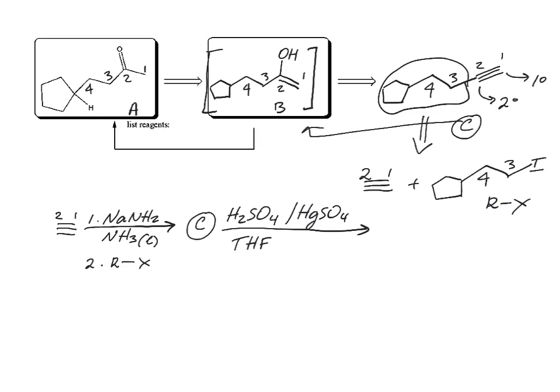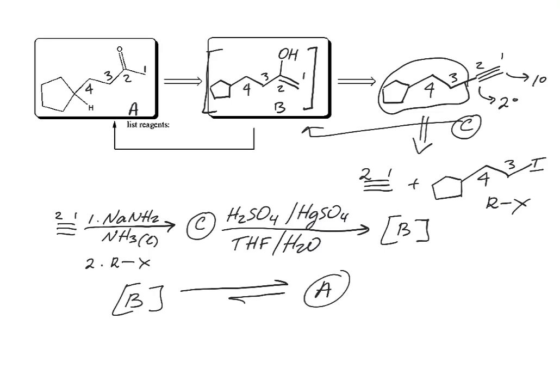So THF with addition of water. That will give us tautomer intermediate B, which will then spontaneously tautomerize without adding any reagents to our desired ketone product.